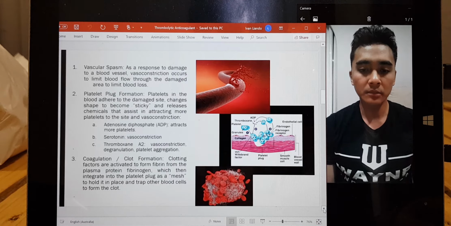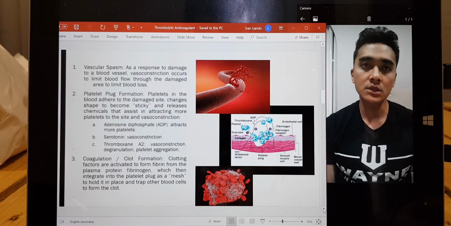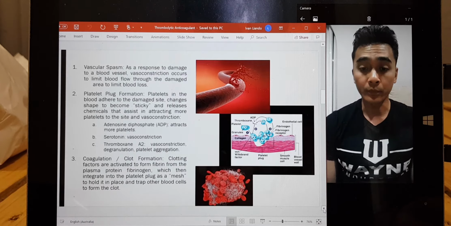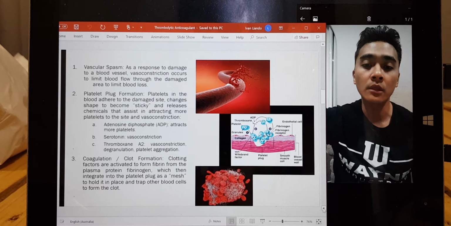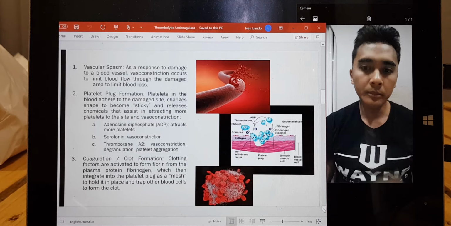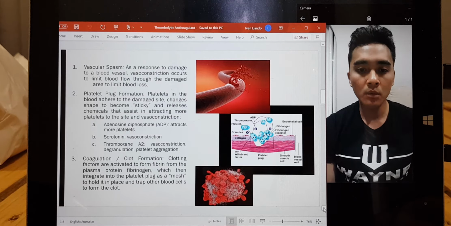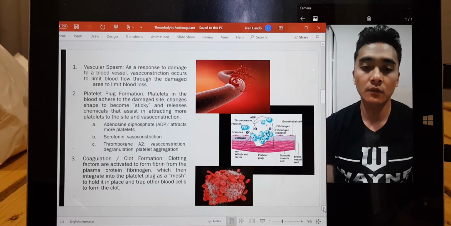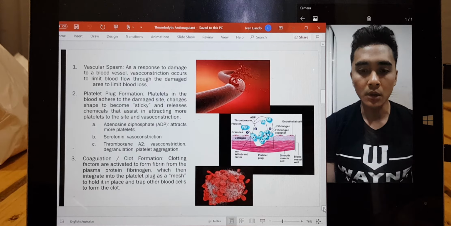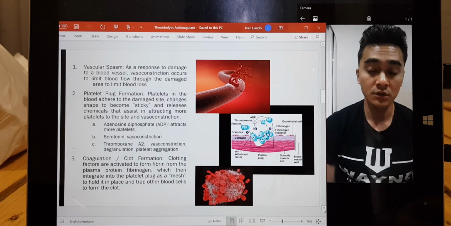After that, platelets in the blood then form a plug at the damaged site. It's initiated by a glycoprotein called the von Willebrand factor that can be found in the plasma. The platelets adhere to the damaged site on the vessel. They change form to become sticky, and they degranulate. Then this releases chemicals that assist in recruiting more platelets and also vasoconstriction.